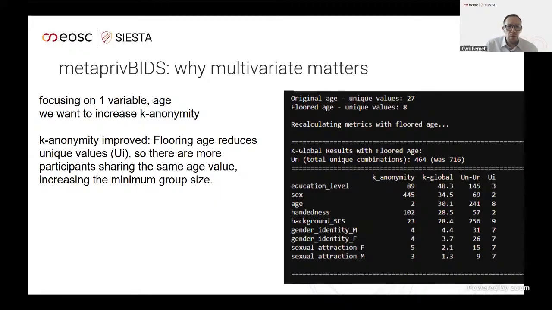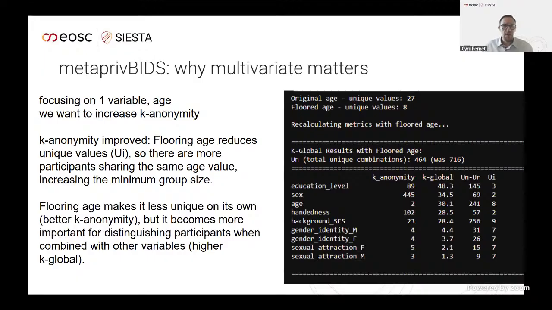And so there is also an increase of basically the minimum group size. But what it does is that because it's less unique on its own, it has a better K, but it becomes more important for distinguishing participants when combined with other variables. So the K global increases. It means that age on its own is better, but on the other hand, it makes classes more correlated to each other.